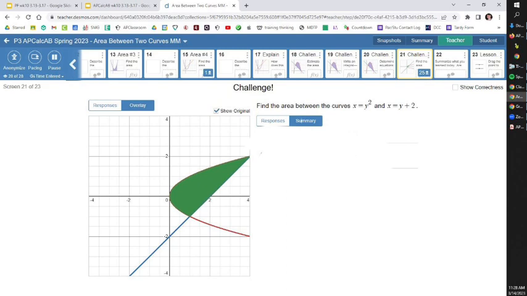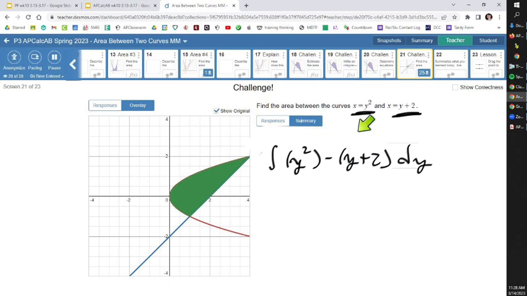Because we already have the two equations written in terms of y, let's do an integral with respect to y. So I'm going to do y squared minus y plus 2. That's how you do these. You find the area underneath one of the curves and find the area underneath the other curve and then subtract them. This is a shortcut. I'm going to subtract the two functions inside the integral. Okay, so this is an integral with respect to y.